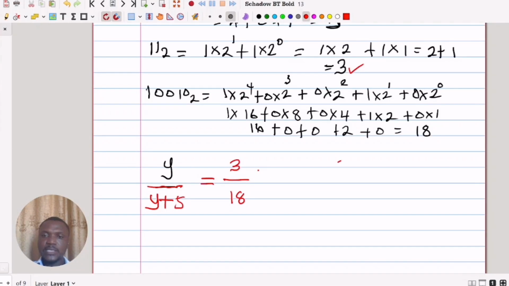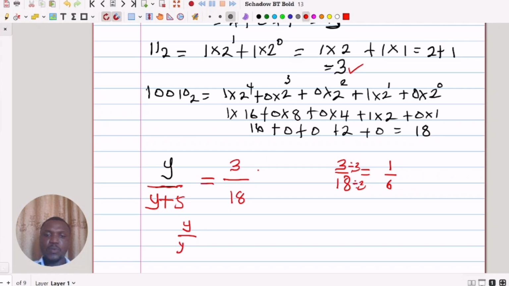Do you know that 3 over 18, if we reach the lowest term, because 3 and 18 share a similar factor, they have a common factor. 3 and 3 that will be 1, and 3 and 18 that will be 6. So you can write like this: y over y plus 5 equals to 1 over 6. The next thing is to cross multiply.